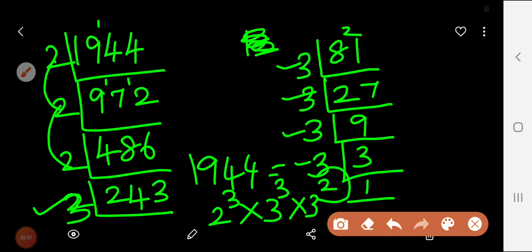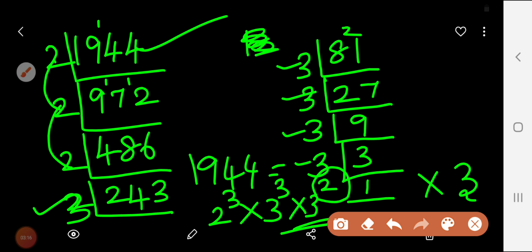If there were one more 3 here, it would be a perfect cube, or else it is not a perfect cube. So clearly it is not a perfect cube, because one 3 is lacking here. So 1944 is not a perfect cube.